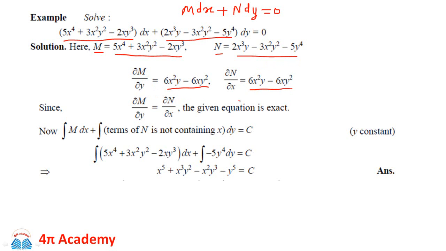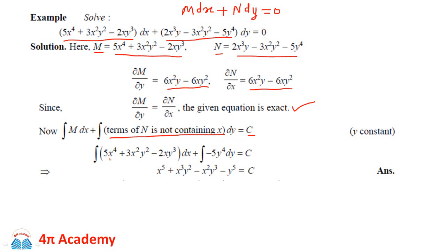So both of them are equal. Since del m by del y is equal to del n by del x, the given equation is an exact differential equation. So now the solution is integration of m dx plus integration of the terms of n not containing x, over dy, and this should be equal to c. This is very simple.